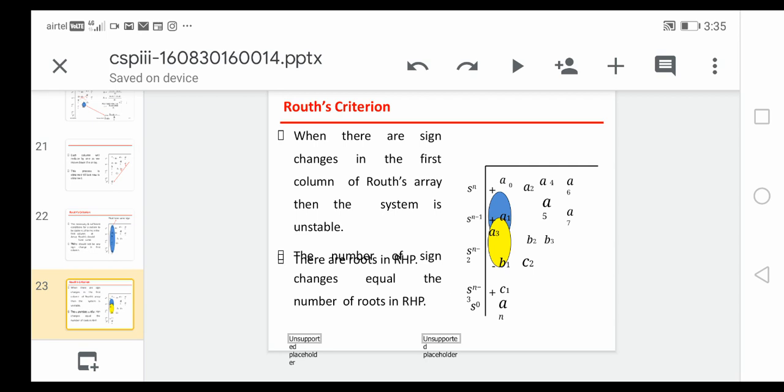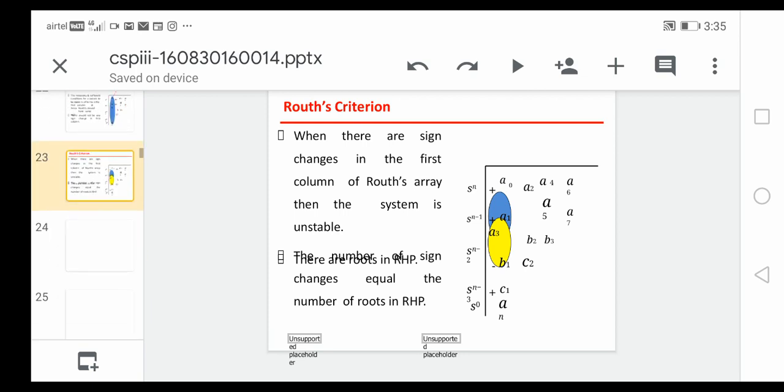Two sign changes in the first column show that there are two poles on the right half of the S plane. We know that if there is even one pole on the right half of the S plane, then the system is unstable. In this case, two sign changes are there, so there are two poles on the right half of the S plane, which means the system is an unstable system.